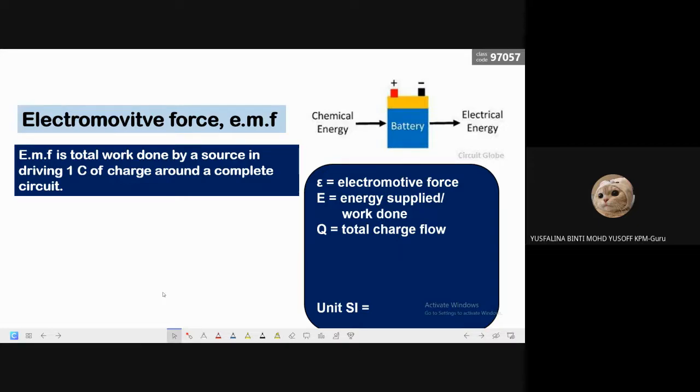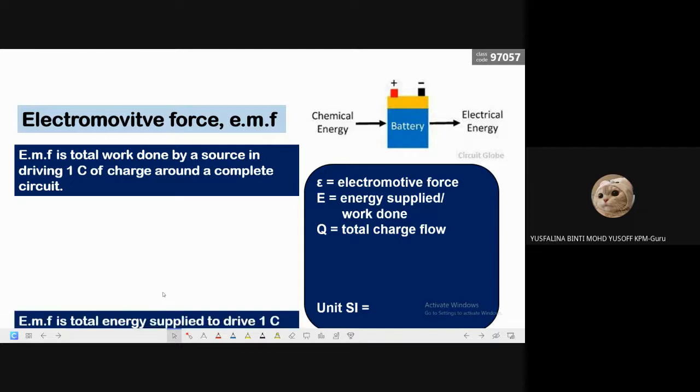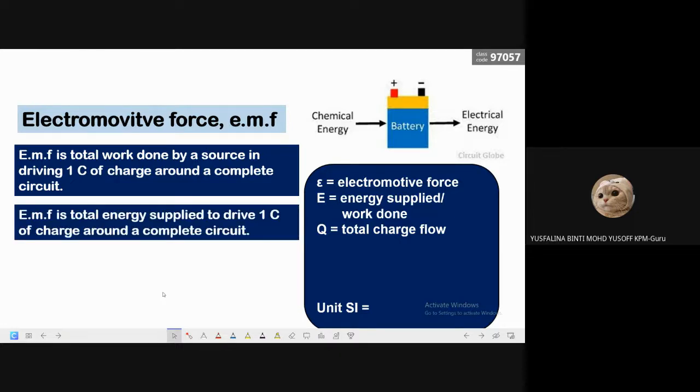So how much energy we use to move 1 coulomb of charge in the whole circuit to complete one circuit, usually from positive to negative. The EMF is the total energy supplied to drive 1 coulomb of charge around a complete circuit. So how much energy you use to move 1 coulomb of charge.